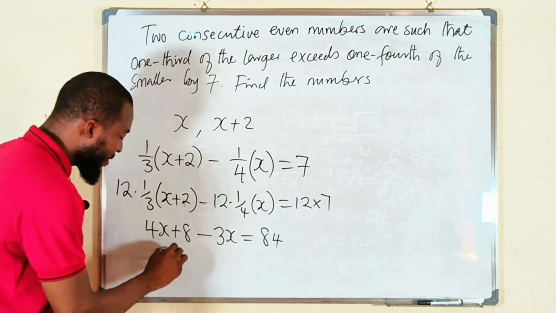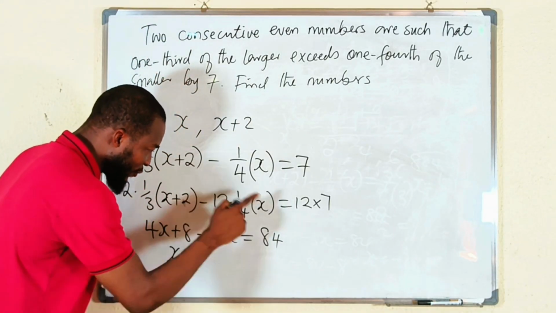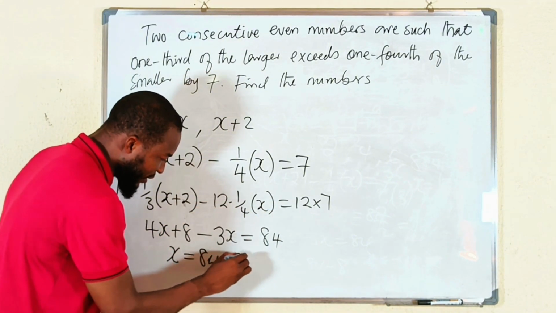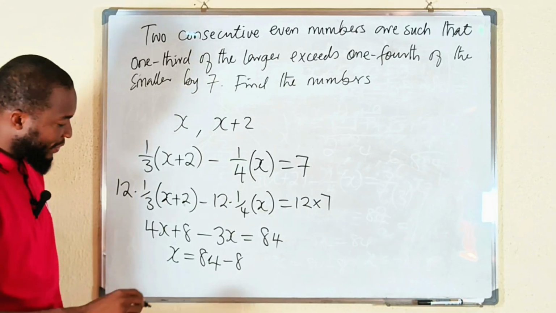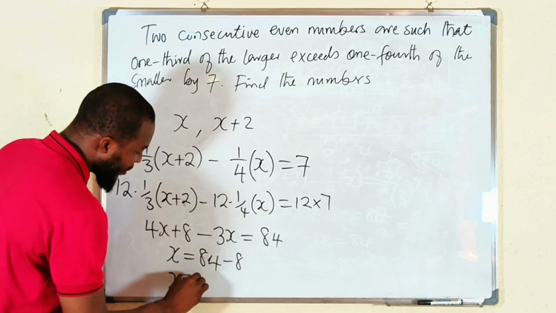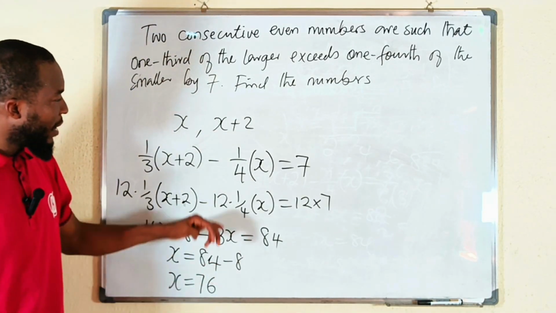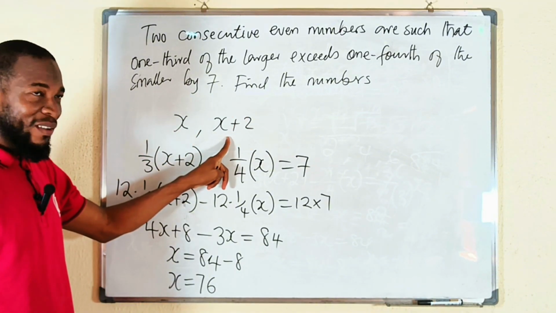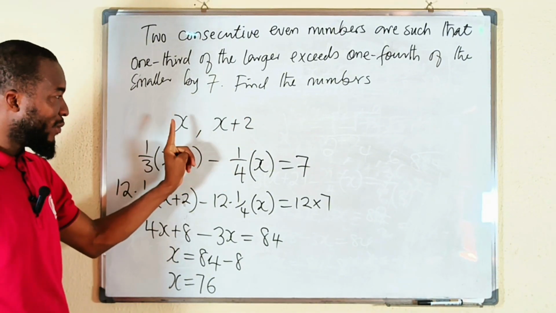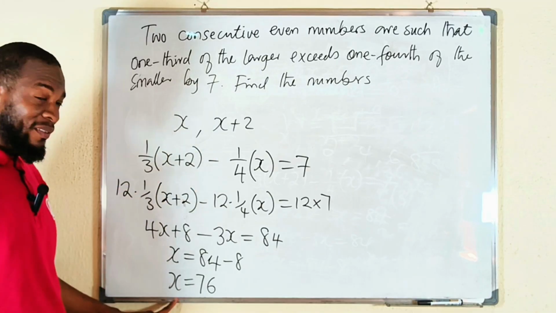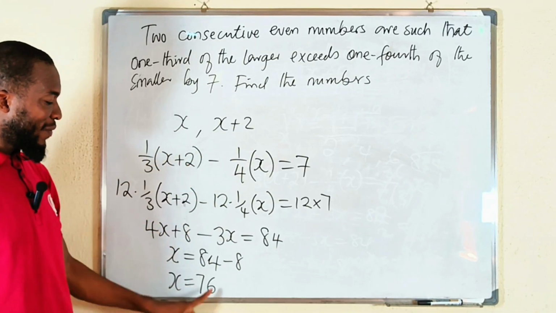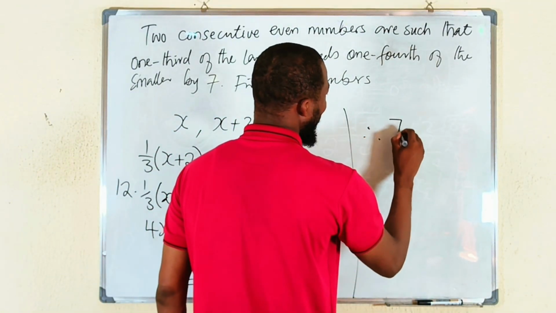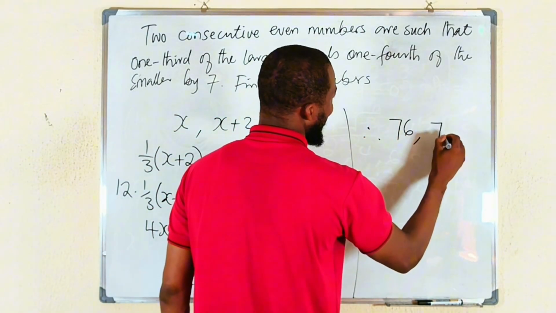4x minus 3x is simply x. Then you take this one there. You have 84, take away 8. This is 76, right? So x is equal to 76. But remember, these are the two numbers. If this is 76, then this must be 78 because they have a difference of 2. This is 76 because it is x, and x plus 2, 76 plus 2, is 78. Therefore, the two numbers we are looking for are 76 and 78.